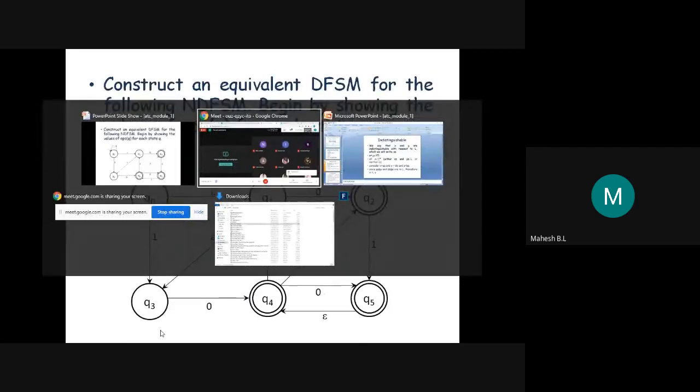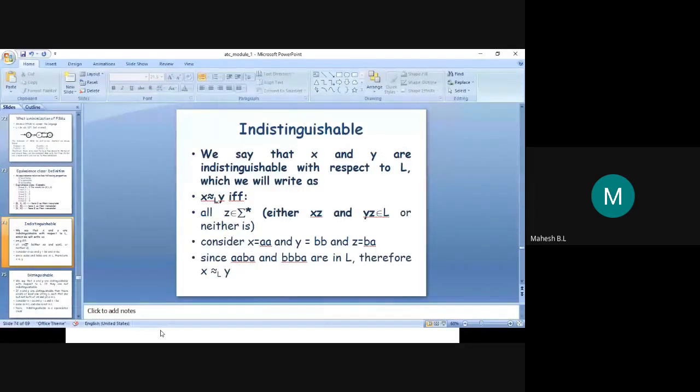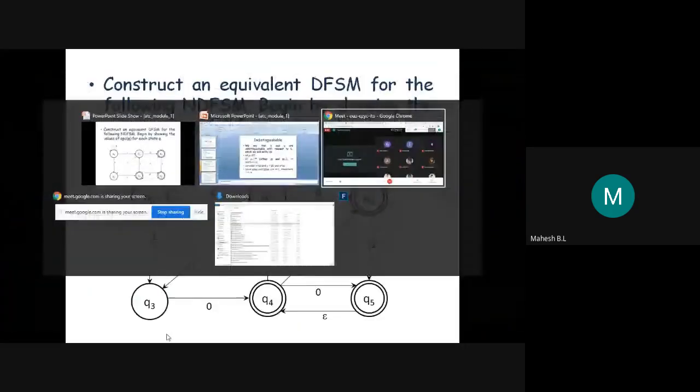So what we can do is we'll consider one problem. Second.